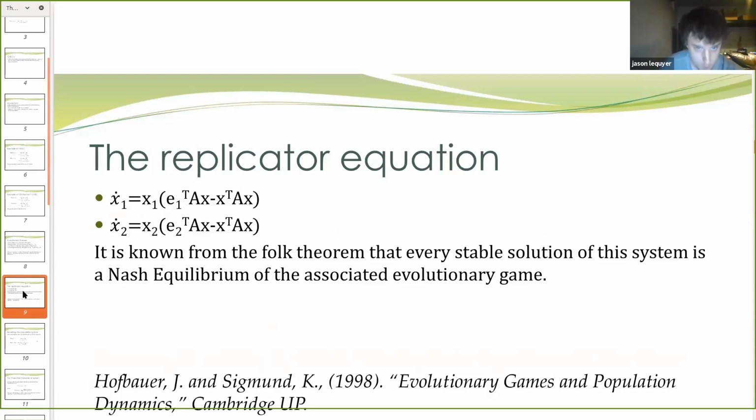And so what the replicator equation essentially does is it says, well, is pure strategy 1 outperforming your strategy? If so, increase the amount of x1 you have. Is pure strategy 2 outperforming your strategy? Then increase the amount of x2, and so on and so forth. And so what we end up with is the Folk theorem of evolutionary game theory that states that every stable solution to this system is a Nash equilibrium of the associated evolutionary game. And Nash equilibrium is defined, as I said, as any strategy that is the best answer to itself.